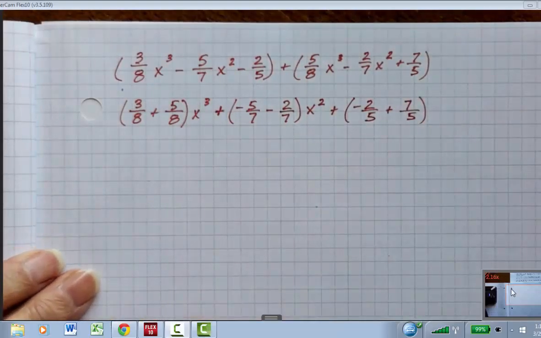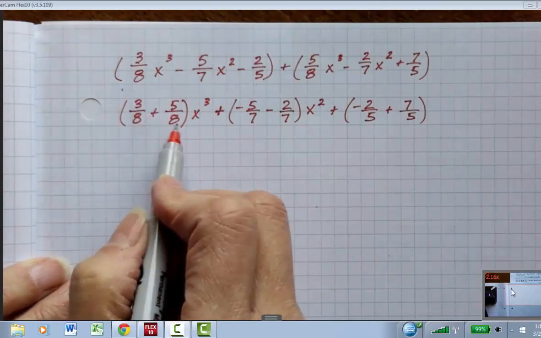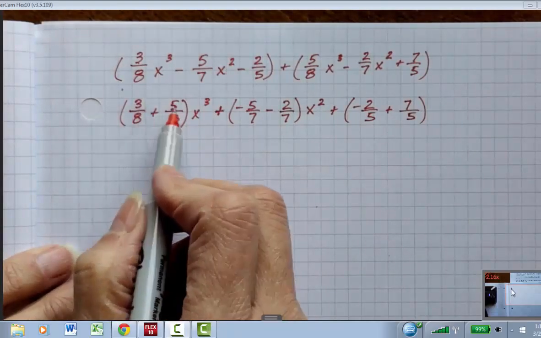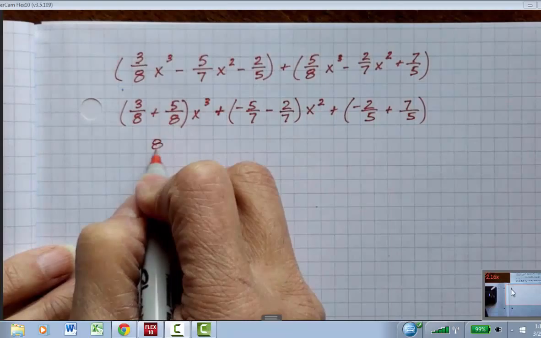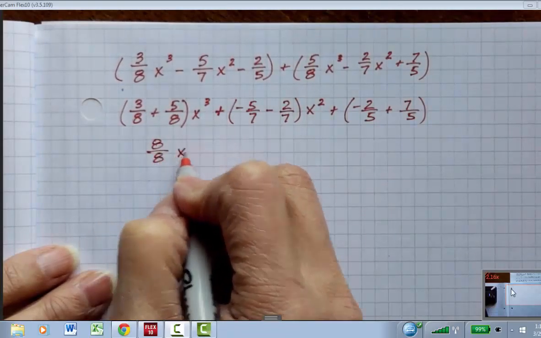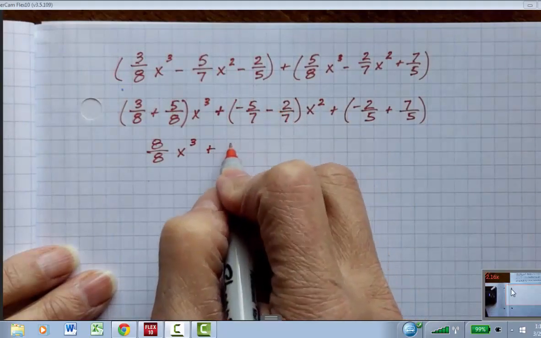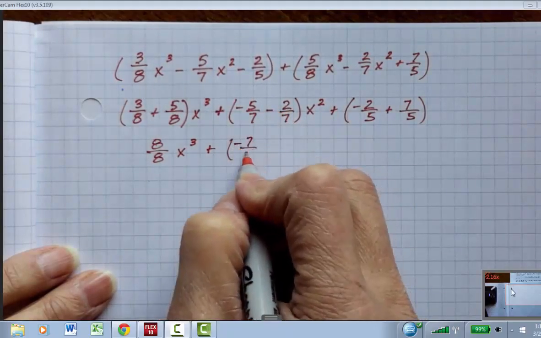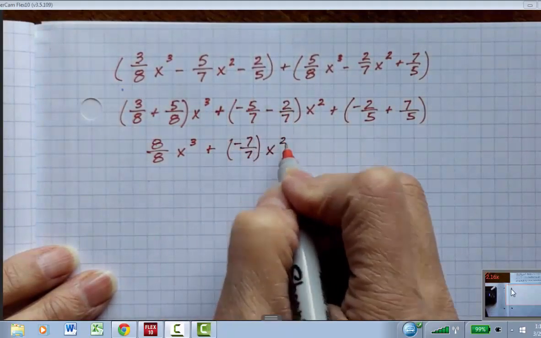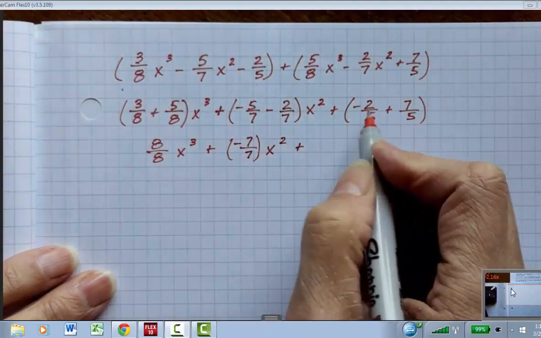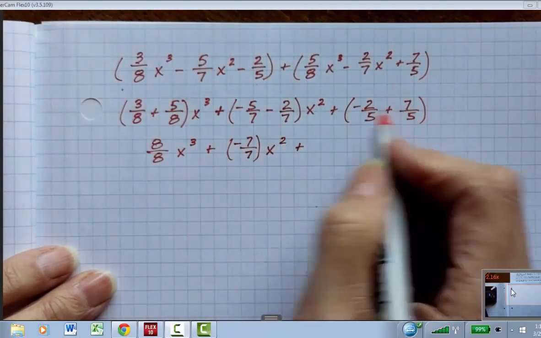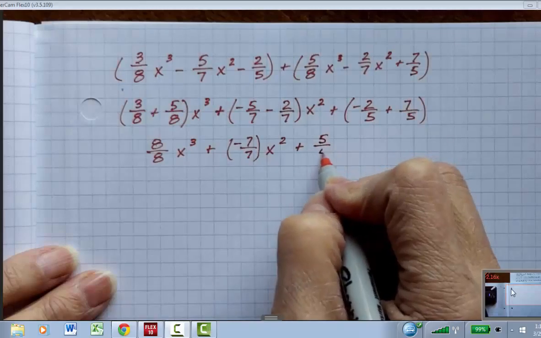The nice thing about this problem is that I have common denominators already. So I have 3 plus 5, which gives me 8 over 8 x to the third. Then I have minus 5 and a minus 2, which gives me a negative 7 over 7 x to the second. And then I have a negative 2 and a positive 7, which gives me a positive 5 over 5.